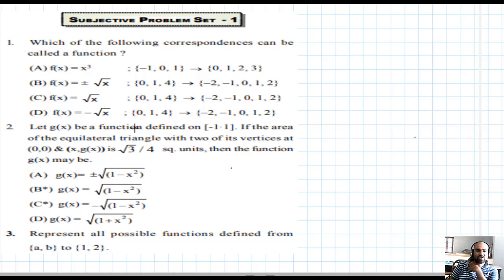Let g of x be a function defined on minus 1 to 1. Defined on minus 1 to 1, this is the domain of the function, so that should take care. If the area of the equilateral triangle with two of its vertices at 0, 0 and x, g of x is root 3 by 4 square units, then the function g of x may be, we want to find g of x. Students, interesting problem.